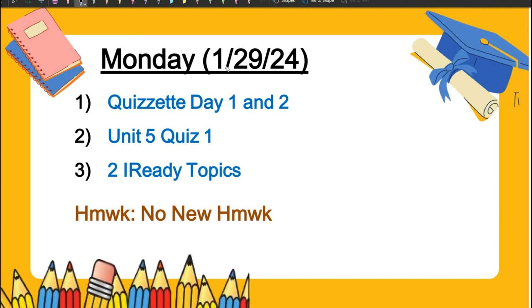In this video, I'm going to walk you through today's lesson, which is Monday, January 29, 2024. You're going to go over Quizzette Day 1. Then you have 5 minutes to do Quizzette Day 2. After that, you will go to Delta Math and work on your quiz, Unit 5, Quiz 1. You have an hour to work on your quiz. There are about 6 questions in total. And then if you have extra time, you have time to do 2 topics on iReady. Please go ahead and write your name on your Quizzette.